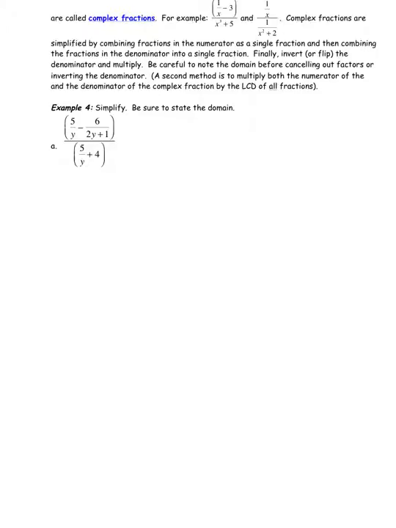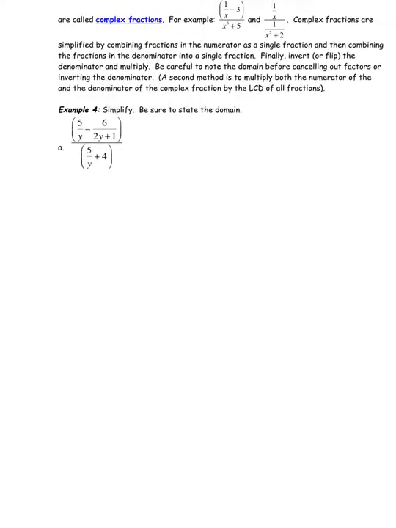So in method 1, we're going to first focus on the numerator and then focus on the denominator. So we're going to simplify the numerator separately and the denominator separately. Here I'm going to rewrite the complex fraction. So we have 5 over y minus 6 over 2y plus 1. That's the numerator. And the denominator is 5 over y plus 4. And we're going to focus on the numerator.